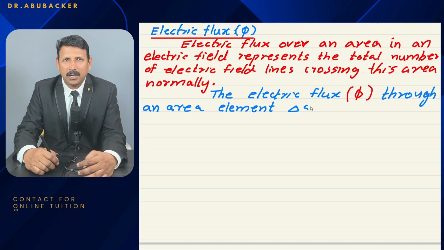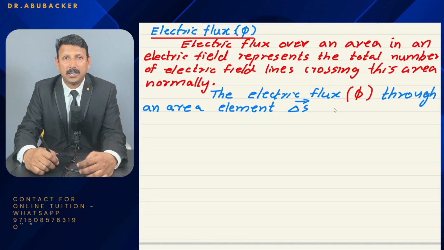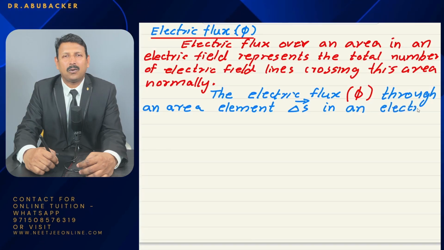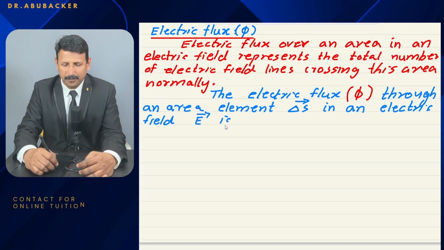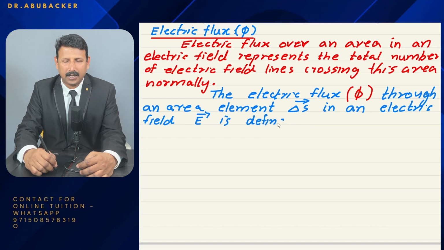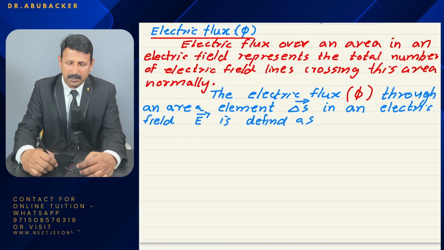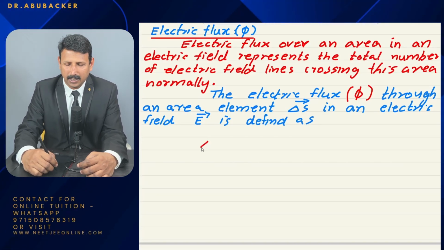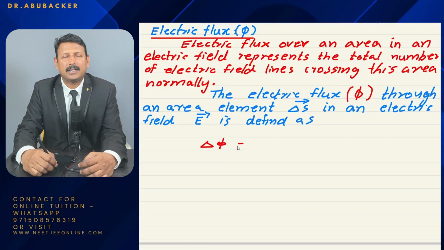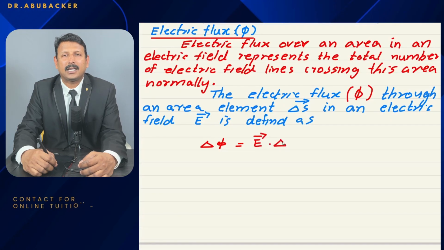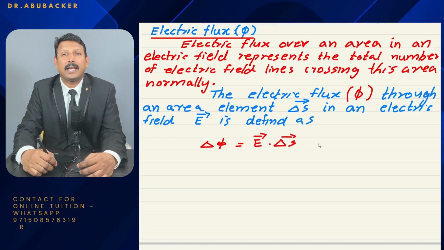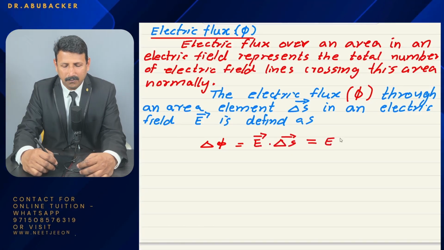Area, normally, means perpendicular to the surface, and you know that the area vector is always normal, meaning perpendicular to the surface. So the electric flux phi through an area element. Remember, when we write the expression, always look at the angle value, which is the angle between the direction of field lines and the area vector. That is an important deciding factor.